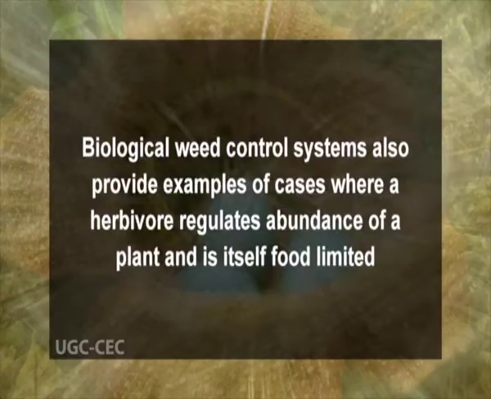The biological weed control systems also provide examples of cases where a herbivore regulates the abundance of a plant and is itself food limited. An example concerns Cassia natans, which infests thousands of acres of grazing land in the United States and Canada.